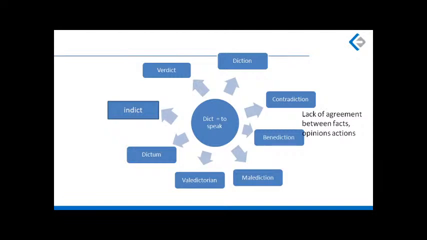So there is a diction, there is a contradiction, there is also something called an addiction, which you don't see here. Addiction is when you have a sort of an obsession with something, which is why you talk about it a lot, that becomes an addiction. So addiction, diction, contradiction. Then I have the prefix bene, which means good. Benediction is when you speak good things about someone. Speaking good is benediction.